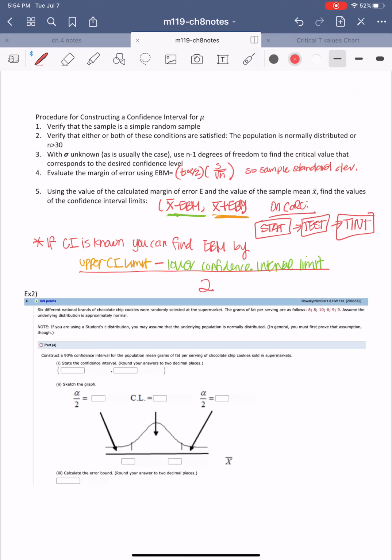Okay, all right. So let's try the next one. 6 different national brands of chocolate chip cookie were randomly selected at a supermarket. The grams of fat per serving are as follows: 8, 8, 10, 6, 9, 9. Assume the underlying distribution is approximately normal.